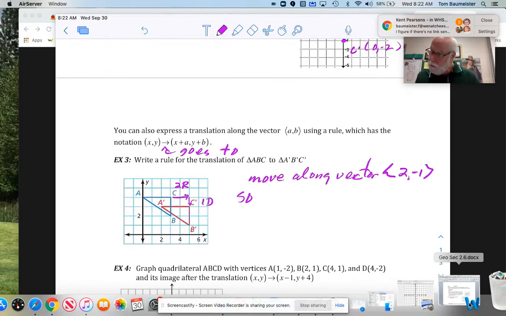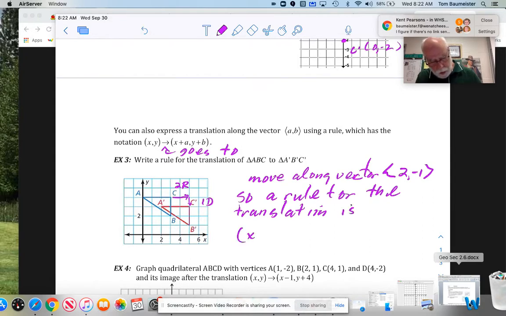So, a rule for the translation is our XY point goes to our new point. And again, I just told you we went 2 right, so we went +2. And then we went 1 down, so Y minus 1. So it's X plus 2, Y minus 1.